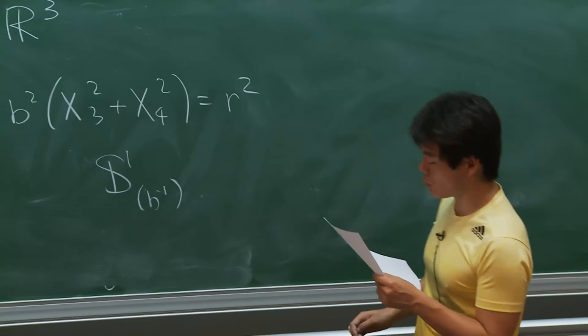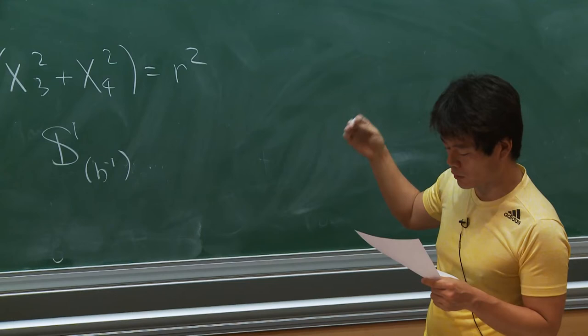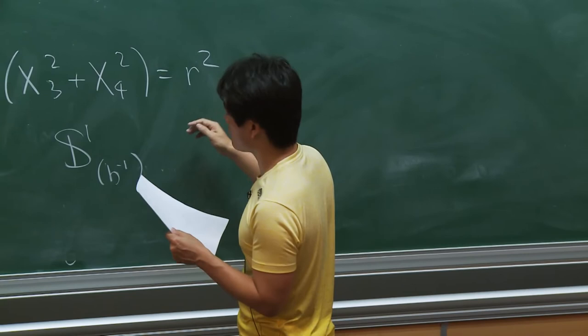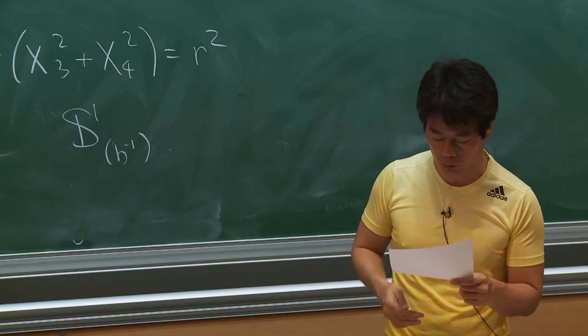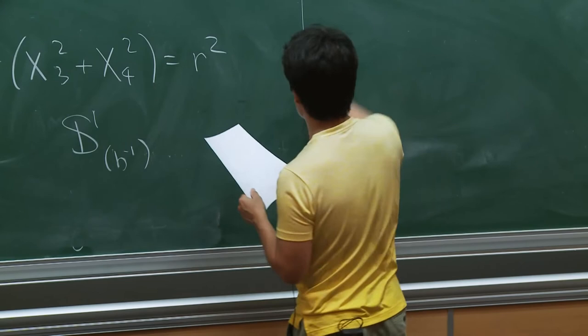For the Wilson loop, the localization was done by Pestun, Hama, Hosomichi, and with the 't Hooft operator, Gomis, Okuda, and Pestun, and myself did the localization calculation for b equals 1. And for b not equal to 1, there is a guess for what the answer should be based on the AGT correspondence. So to some extent, there are results.